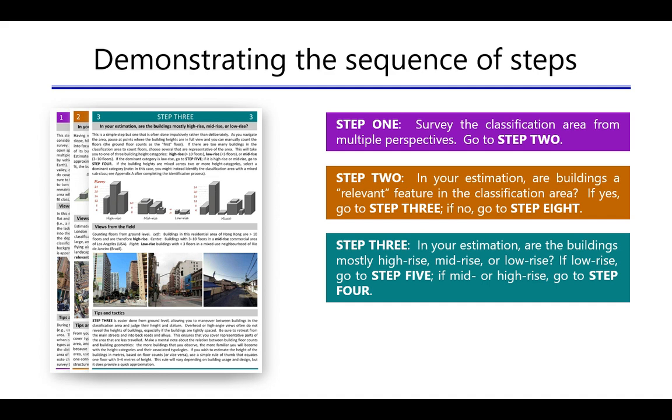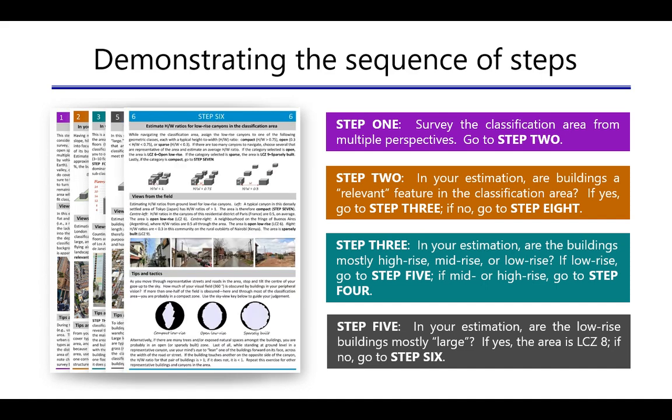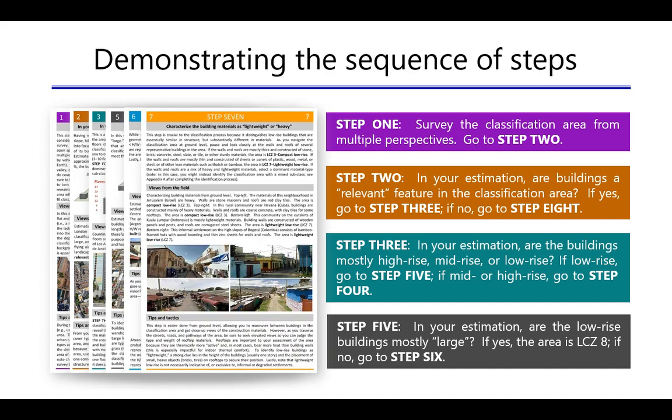Here we are in step 3. We make a judgment as to the heights of the buildings. Again, this is a difficult step for most participants. If we determine them to be low-rise, we go to step 5. And then the question is, are the buildings qualitatively large? Again, not an easy question, but much of it is explained in the sheets. So we carry on like this until we reach a final determination of our LCZ class.